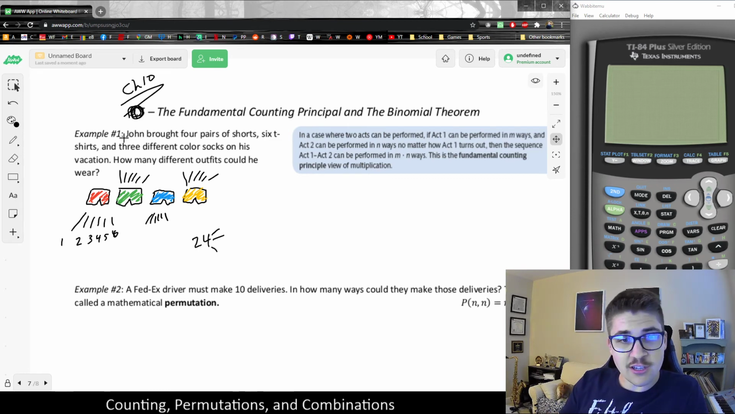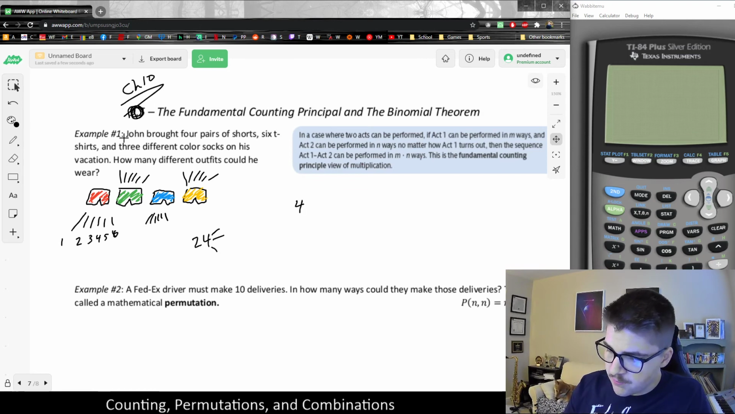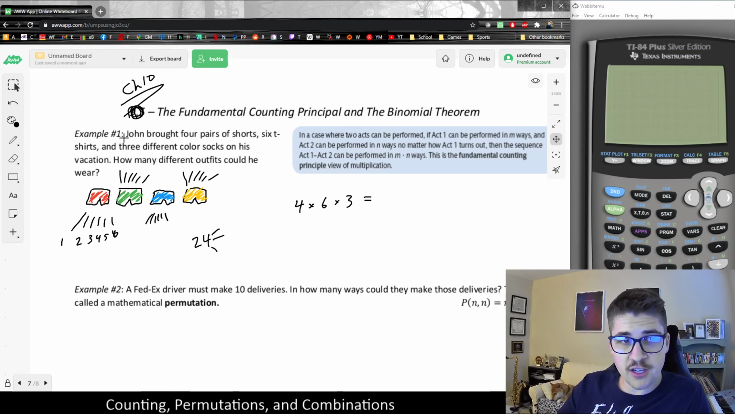So essentially the total number of outfits here, and again, I'm trying to avoid using the word combination because that has a specific mathematical meaning, would be 4 times 6 times 3. And this would be the number of outfits that John could wear on his vacation, which is 24 times 3, which is 72.